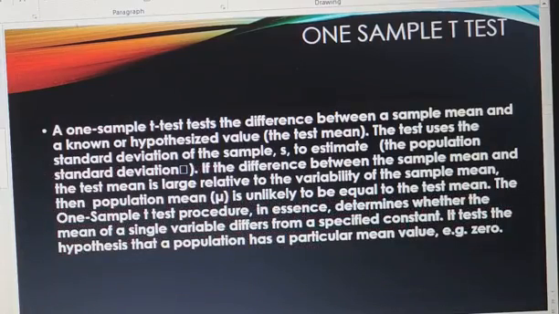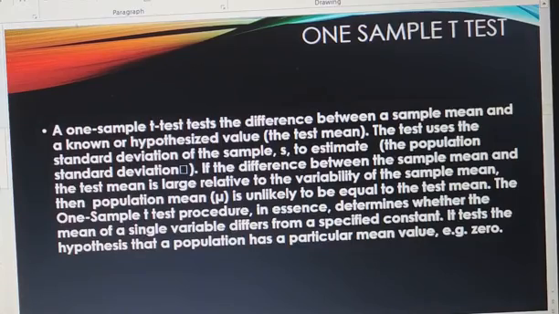One-sample t-test. A one-sample t-test tests the difference between a sample mean and a known or hypothesized value, the test mean. The test uses the standard deviation of the sample, S, to estimate the population standard deviation. If the difference between the sample mean and the test mean is large relative to the variability of the sample mean, then the population mean is unlikely to be equal to the test mean. The one-sample t-test procedure, in essence, determines whether the mean of a single variable differs from a specified constant.